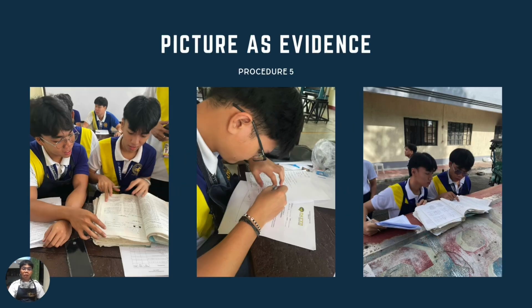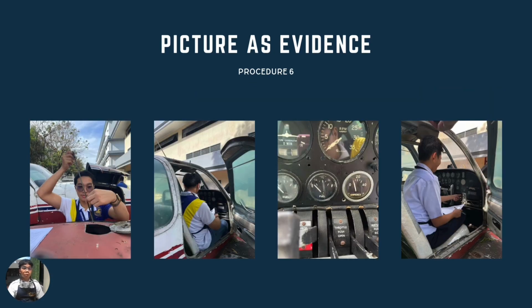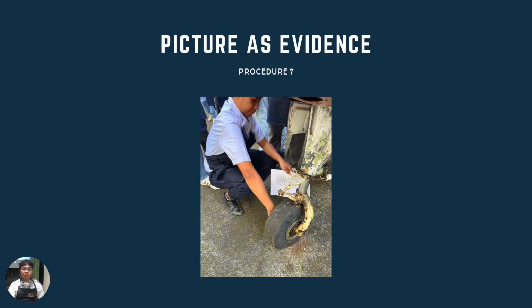Now moving on to the picture of evidence. This is the procedure number 5, number 6, and number 7. So that is all for the activity number 2.